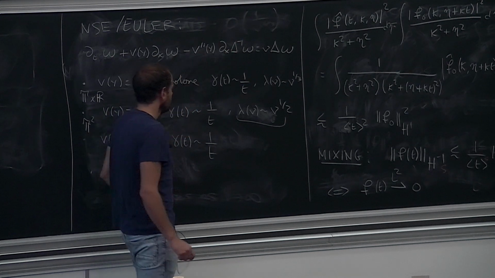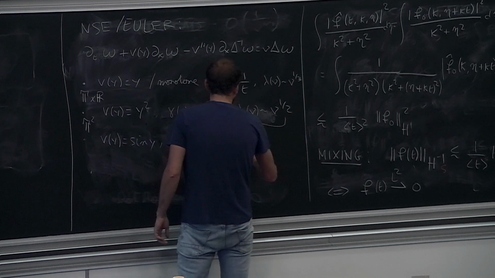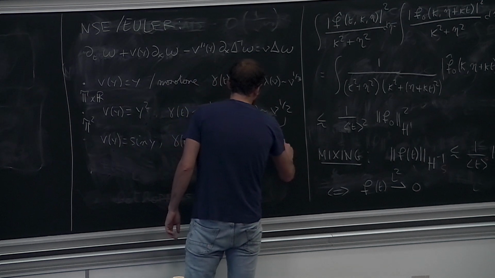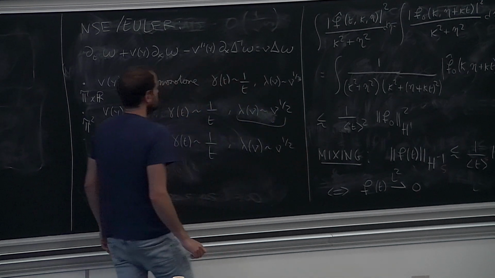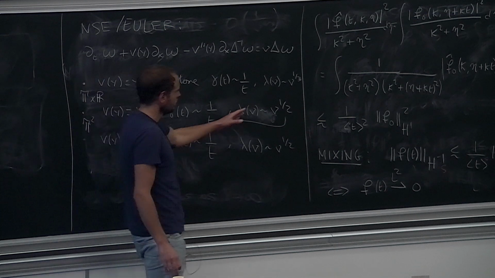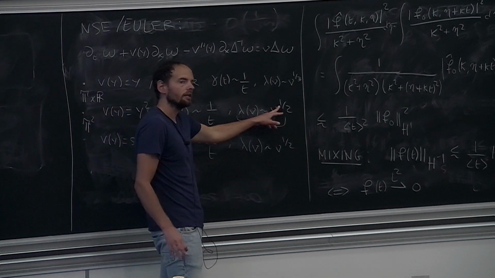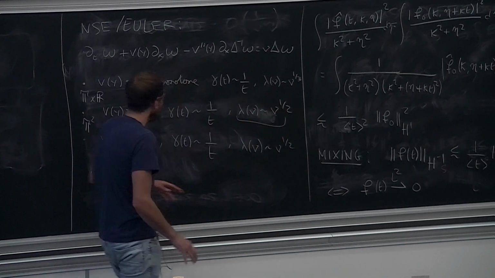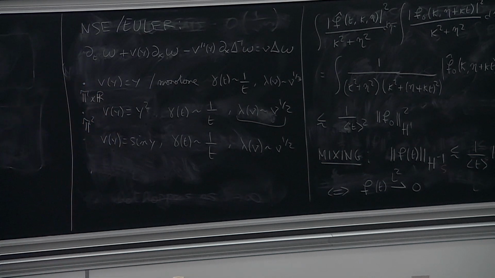OK, but this is still 1 over nu to the 1/2. Now, I don't have a proof for Navier-Stokes that the 1/2 here is sharp, but I do have a proof that the 1/2 here is sharp.